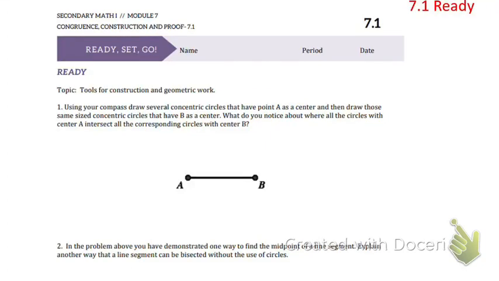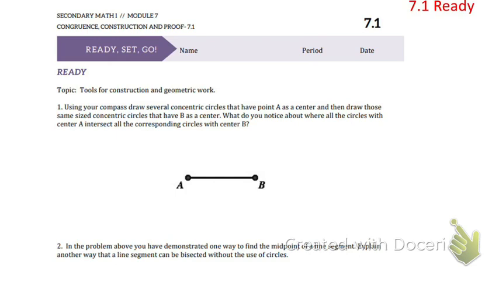In the 7.1 ready, you'll be using your compass to draw concentric circles. Concentric circles are circles that have the same center. Now we're going to draw some circles centered at point A, and then we're going to draw a congruent circle, that is a circle with the same radius, over at B as the center.